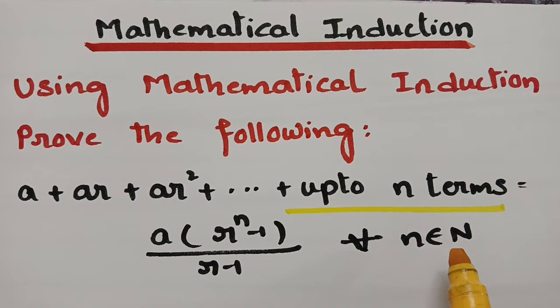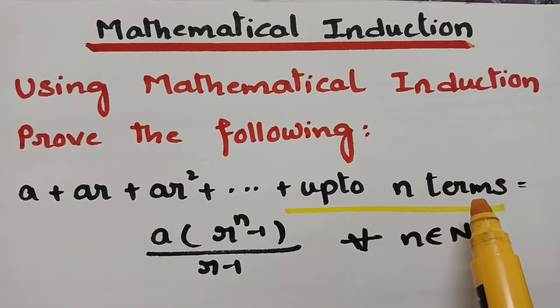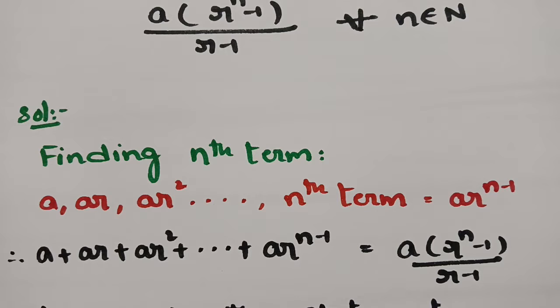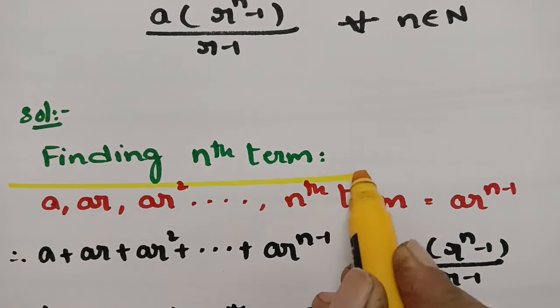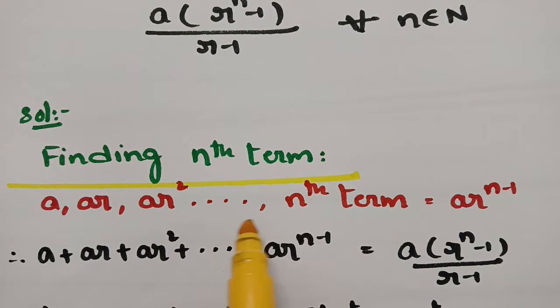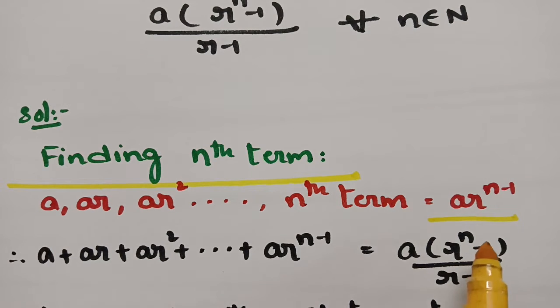So here, if you observe in the question, the nth term is not given. So you have to find the nth term first of all. So in the solution, first of all, finding the nth term. So how to find this nth term? There is a formula that if A, AR, AR square and so on are given, the nth term will be A into r power n minus 1. So you have to remember this one, the nth term.